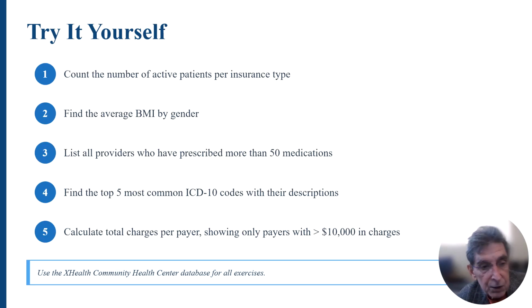All right, so now I want to encourage you to try this yourself. Try to write a query that will count the number of active patients per insurance type. See if you can do that yourself. It requires a GROUP BY on insurance type and a WHERE filter on is_active. Number 2: find the average BMI by gender. We've already been through this once, but see if you can do it on your own.